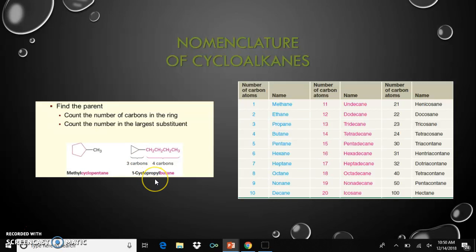When the ring contains fewer carbon atoms than an alkyl group attached to it, the compound is named as an alkane, and the ring is treated as a cycloalkyl substituent. An example of this is shown on the right with the molecule 1-cyclopropylbutane.